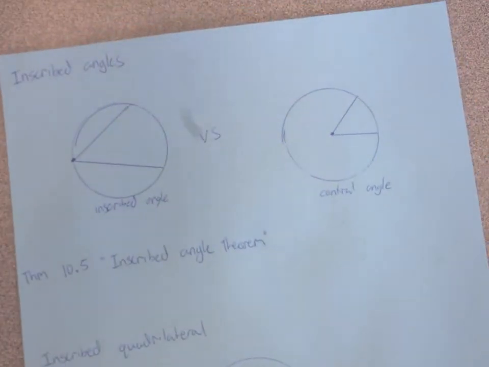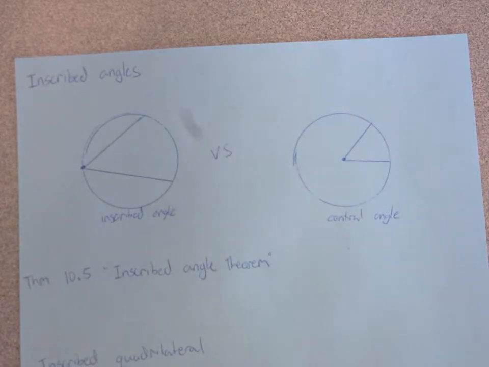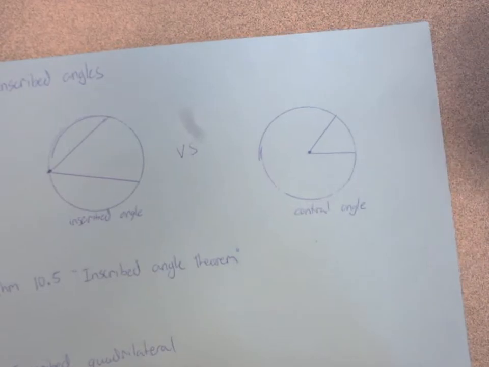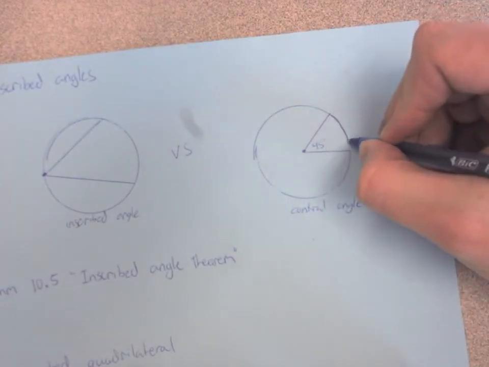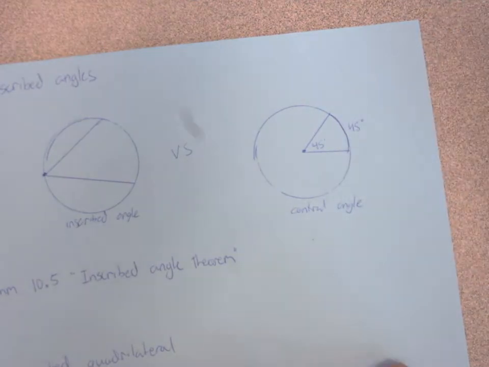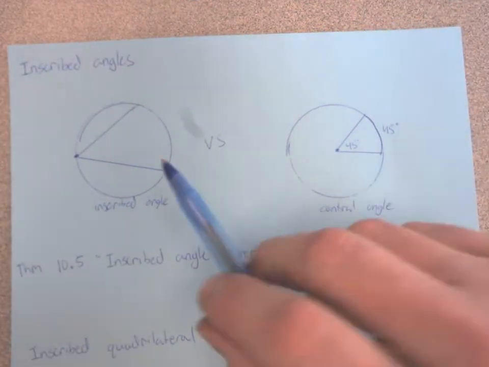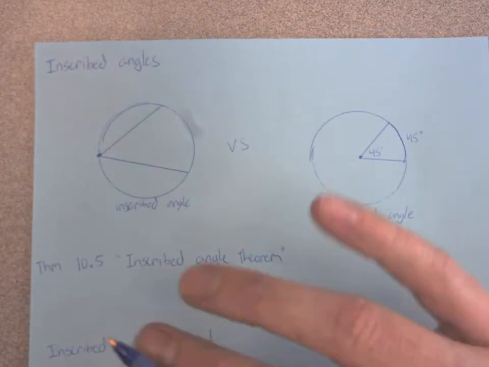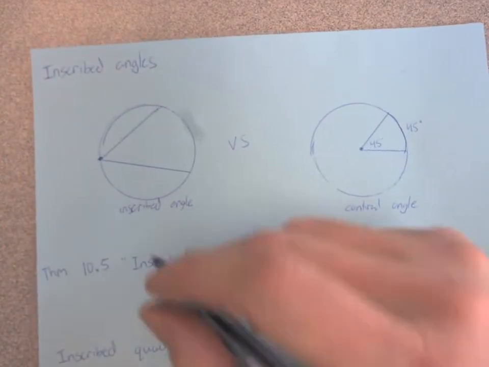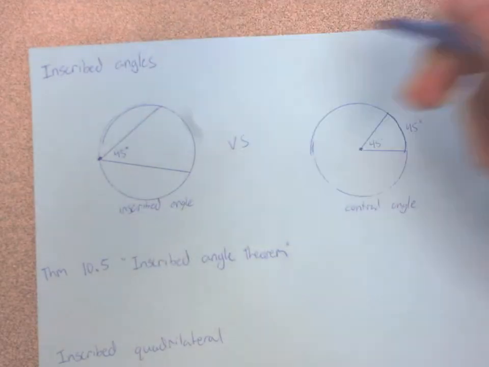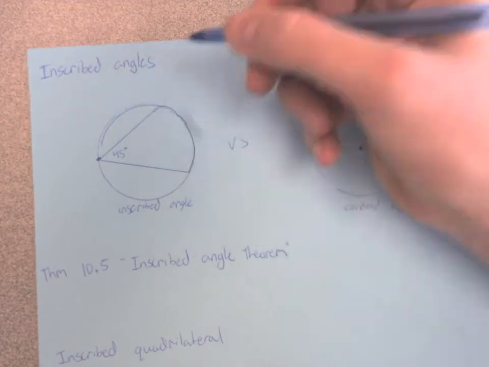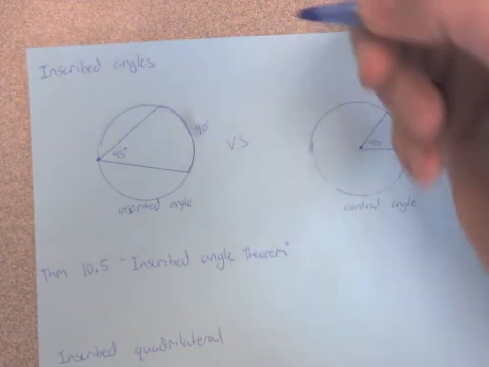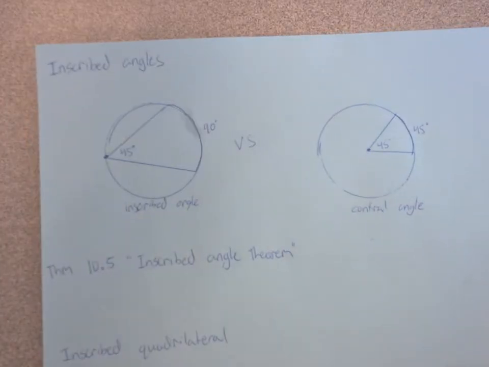Okay, the other thing that's a little bit different is how the arcs are related to the angles. So for central angles, we know that, let's say this is a 45-degree angle, this arc measurement is also 45 degrees. In other words, they match. That's not true for inscribed angles. The relationship is a little different. In this case, if this is a 45-degree angle, the arc measurement is actually 2 times bigger. It's 90 degrees. And that's true for any inscribed angle.